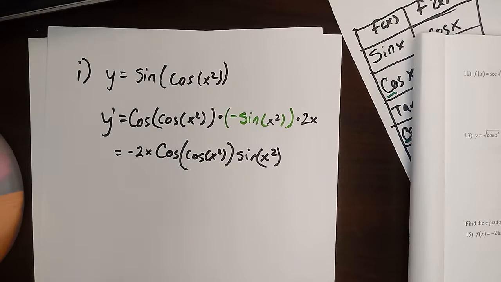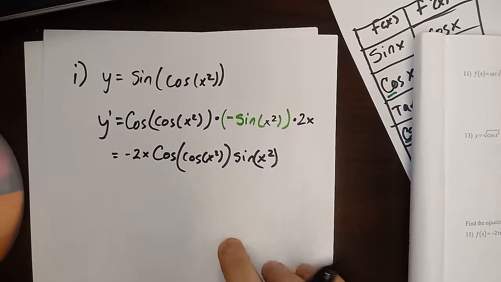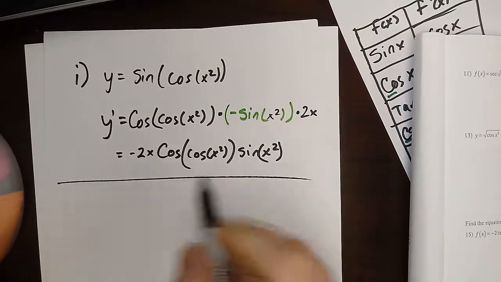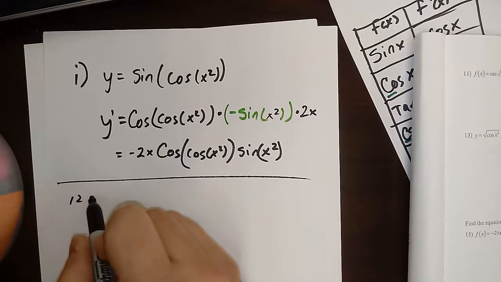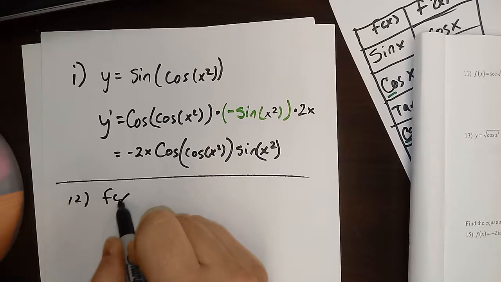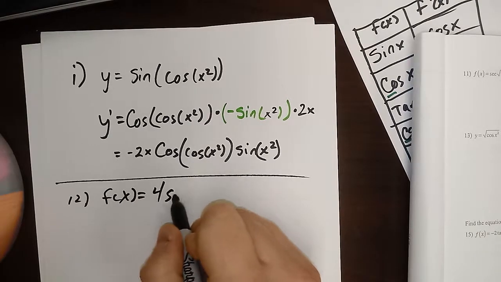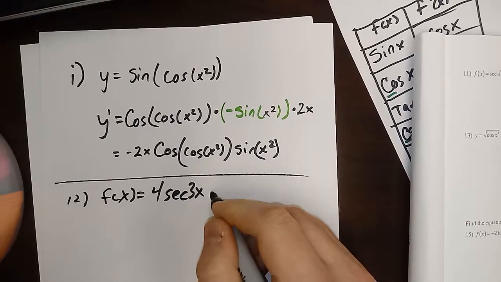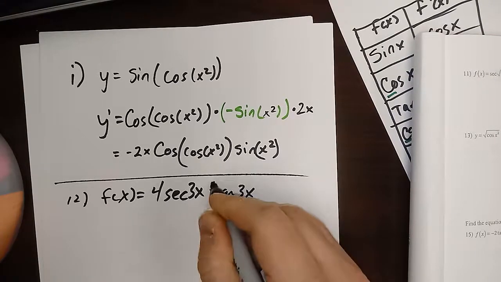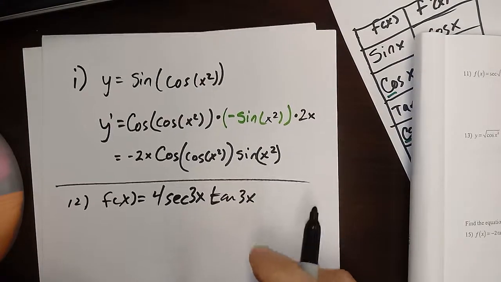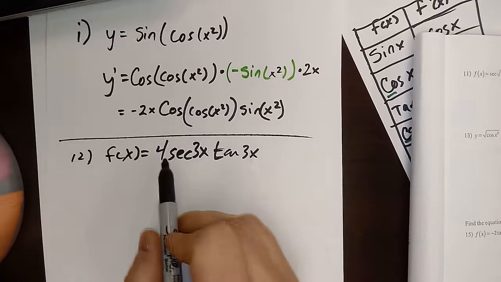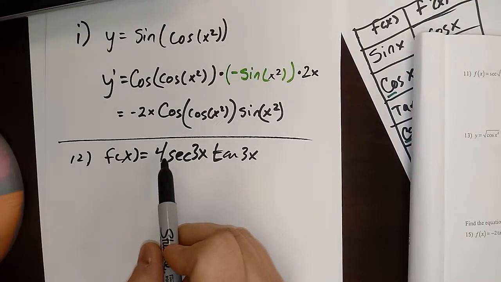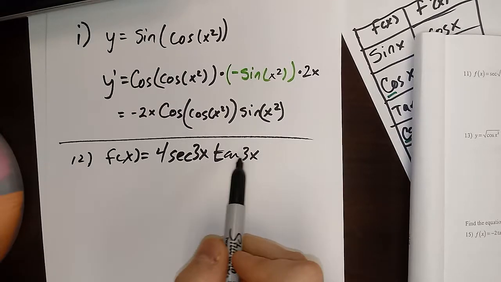All right, I have time for one more. So I think I will do example 12, because that looks pretty nasty. Example 12 says f of x is equal to 4 secant 3x tangent 3x. So this is things multiplied together. And it's a constant multiplied by two things multiplied together. So the constant, we can just kind of carry through everything.